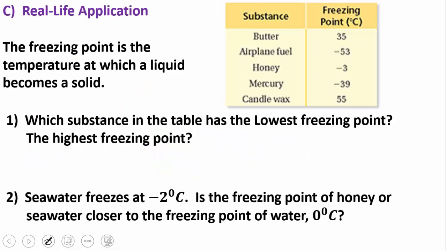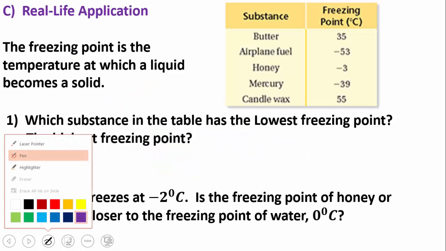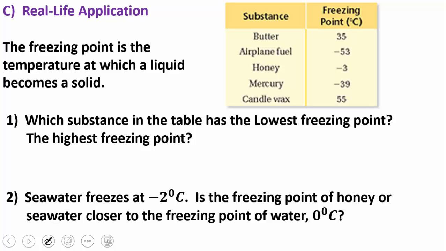Now the last thing we're going to do today is use real life application. It says that the freezing point is the temperature at which a liquid becomes a solid. Here we have a table. Anytime they give you a table, it's very important to read that table and all the information in it before you continue on. So it says substance, and then it says freezing point. So butter has a 35 degrees Celsius freezing point. Airplane fuel, negative 53. Honey is negative 3. Mercury, negative 39. Candle wax is 55.